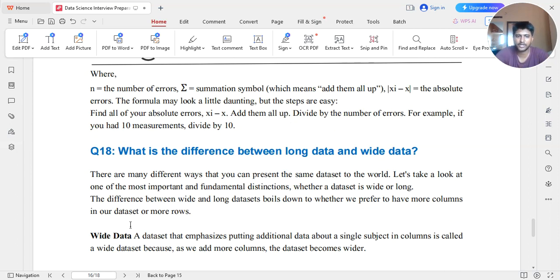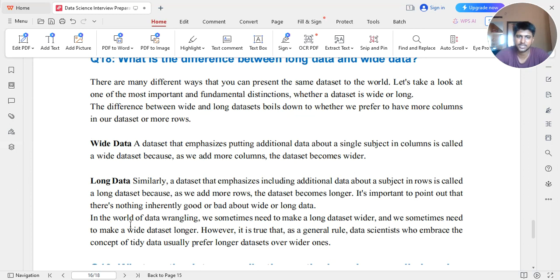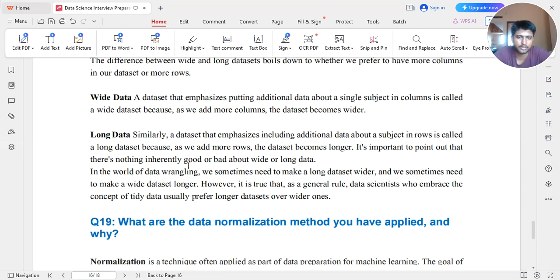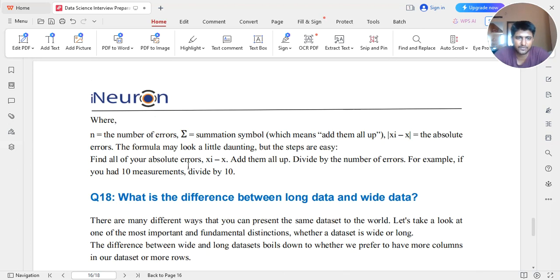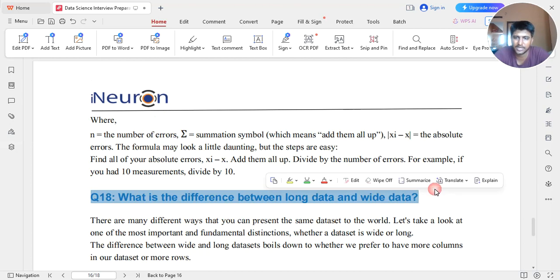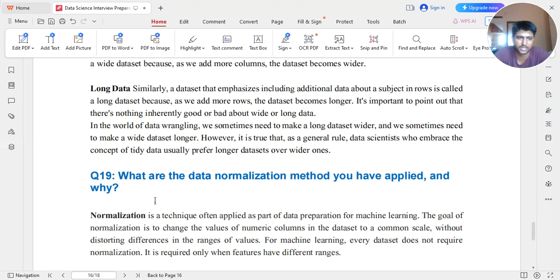What is the difference between long data and wide data? Okay, a wide data set is one that emphasizes handling the data about a single subject across columns. So this is a particular thing, and you can just have a look, folks, and keep a note of it and understand it.